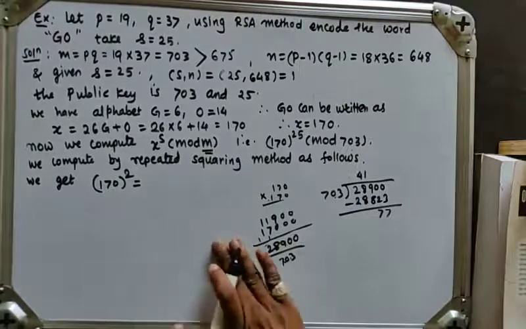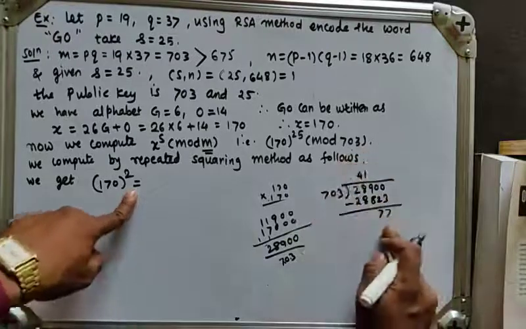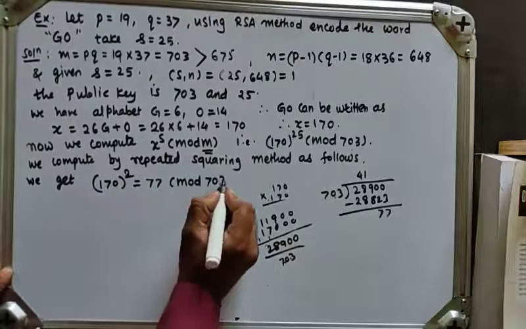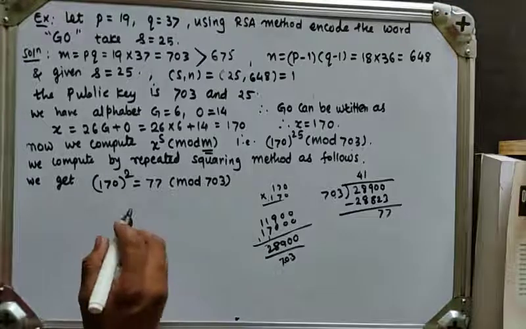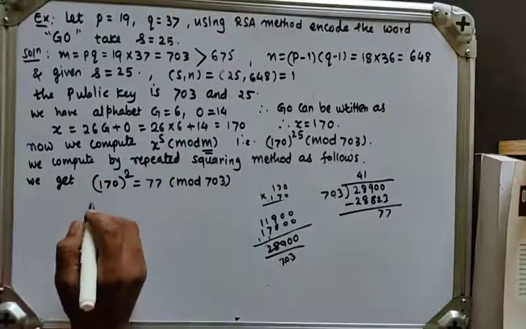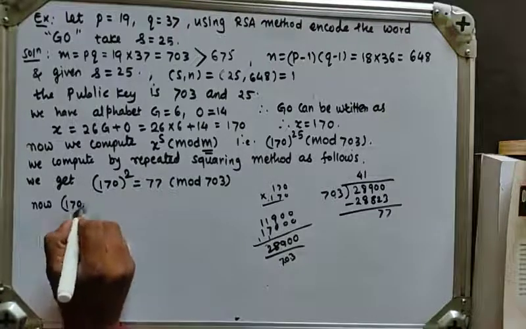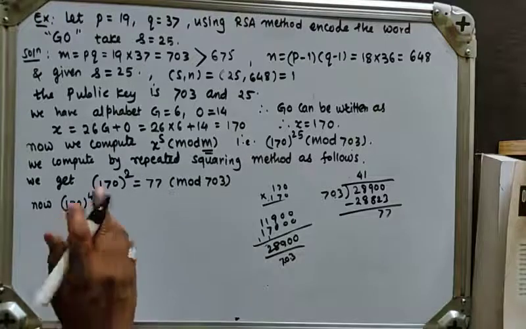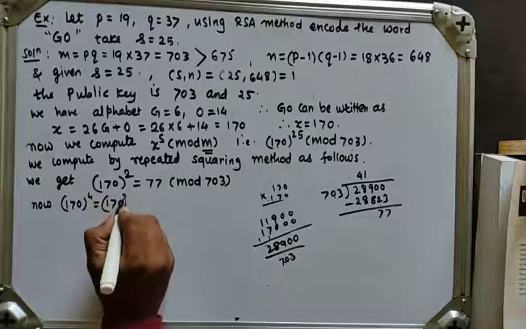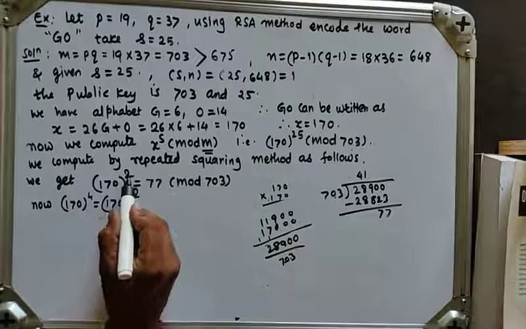Okay, so when we divide 170 squared by 703, we get remainder 77 modulo 703. Now next, to calculate 170 raised to the 4th power, what will we get? 170 raised to the 4th power means 170 squared, raised to the power 2.